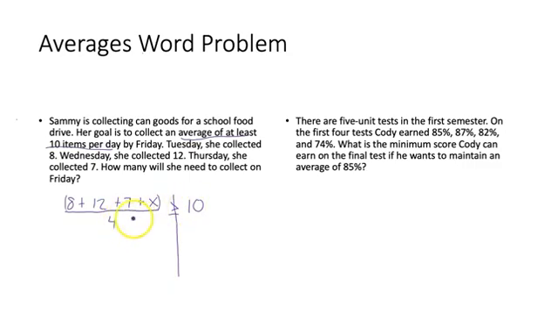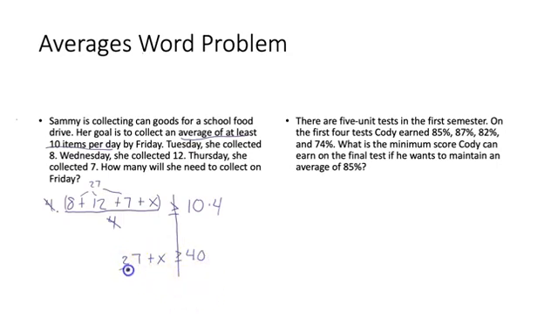And then we would undo the division. So we're going to get rid of the divided by 4 by multiplication. What I do to one side, I do to the other. And before I bring this down, I have 8 plus 12 plus 7. If I add all these together, I would have 27. So I'm going to write this as 27 plus x is greater than or equal to 40.